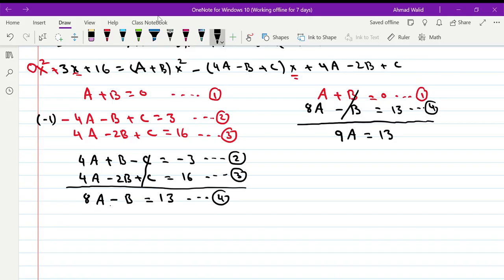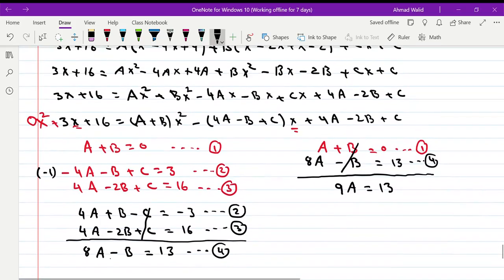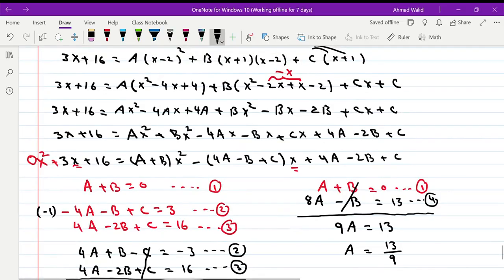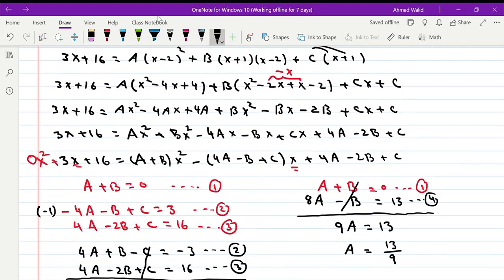Why do I end up with a fraction? From here, a equals 13 over 9. Let me double check. In my calculation, I shouldn't get a fraction. -4a minus b plus c. Let me distribute correctly. Minus 4x plus 4, and here when you distribute, x squared minus 2x plus x minus 2.